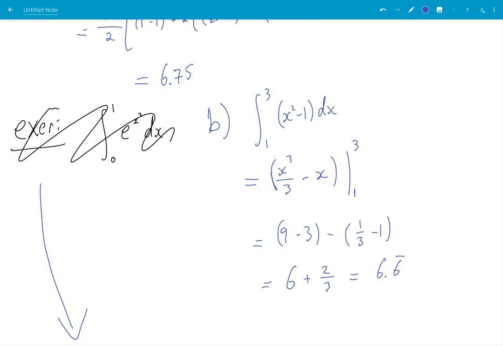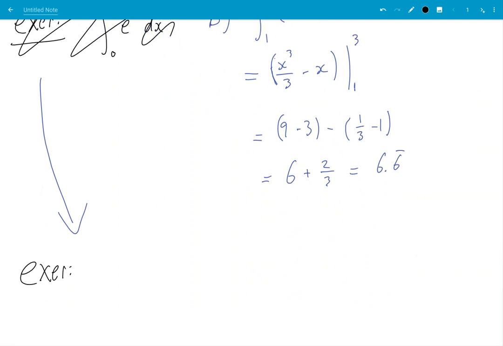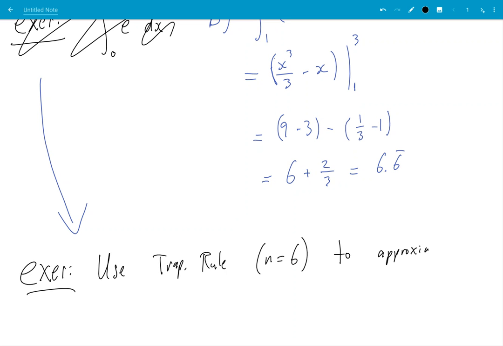Okay, now let's do our exercise. Use the trapezoidal rule with n equal to 6 to approximate the integral from 0 to 1 of e to the x squared dx.